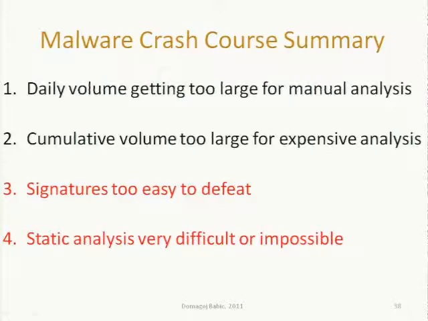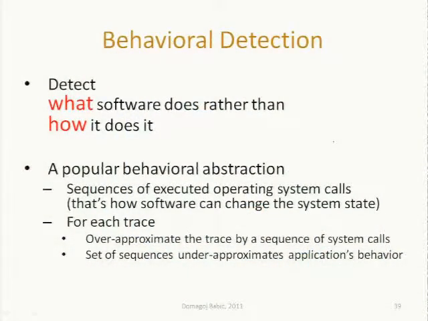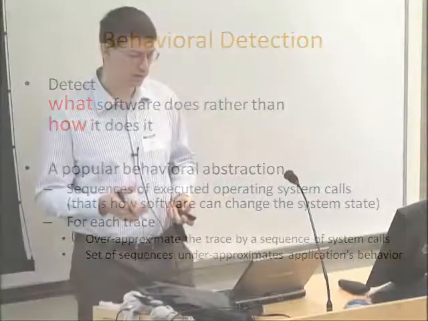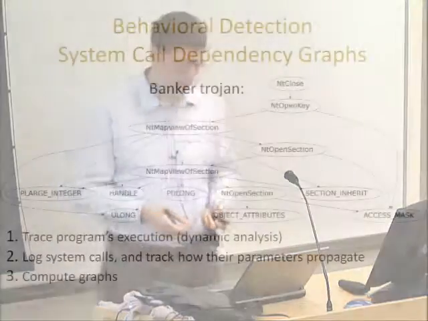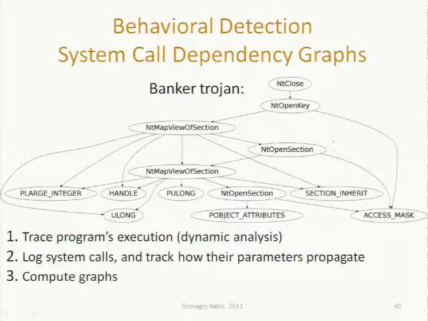Also, signatures are unfortunately too easy to defeat, as the previous slide showed, and static analysis is frequently very difficult or impossible. And so to address these last two issues, the security community has started researching behavioral detection approaches that really focus on what software does rather than how it does it. And one popular abstraction of behavior is essentially a sequence of system calls, because in order to change the state of the system, the application has to execute a system call, for instance, to create a file or change a registry key. And so what you can do is generate sequences of these system calls and then use that to recognize what's potentially malicious and what's not.